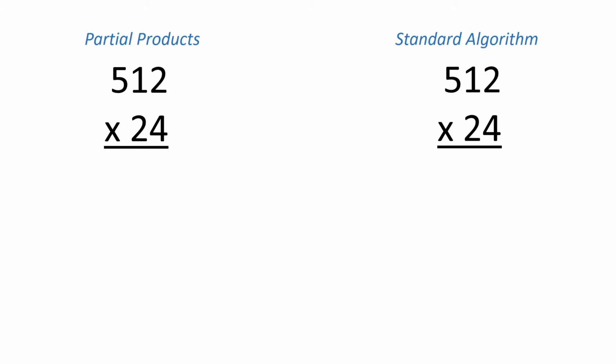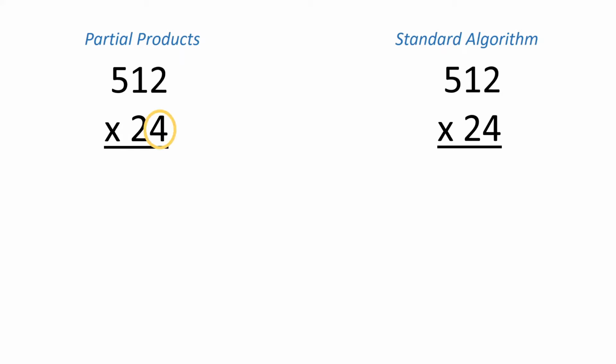Let's look at the problem 512 times 24. When we solve using partial products, it looks a lot like the standard algorithm. As a matter of fact, overall it's very similar. It's really just an expanded version. When we are multiplying using partial products, we always need to remember that we aren't just multiplying by each digit, but by the value of that digit. I'll do the two methods side by side so you can see how they relate to each other.